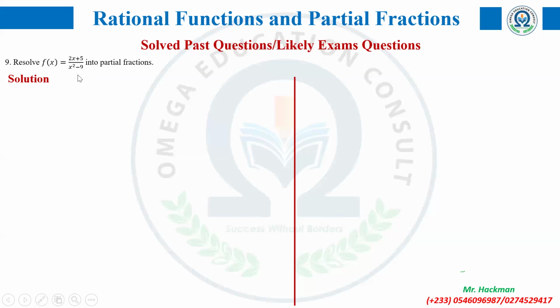X plus 3, x minus 2. Perfect. Okay, so you have linear factors, you are good to go. Only that your conclusion will be therefore f of x equal to the partial fraction. That's all. As simple as that.